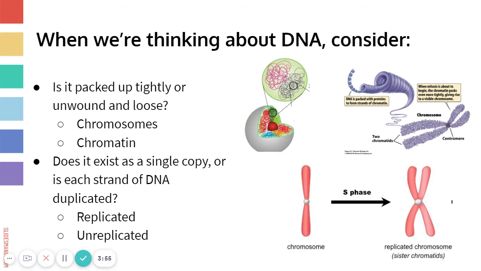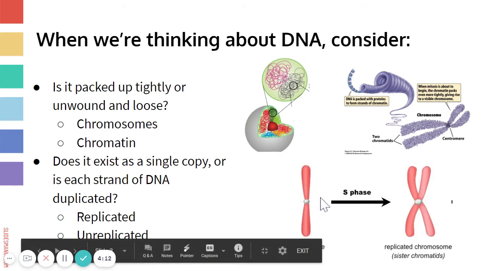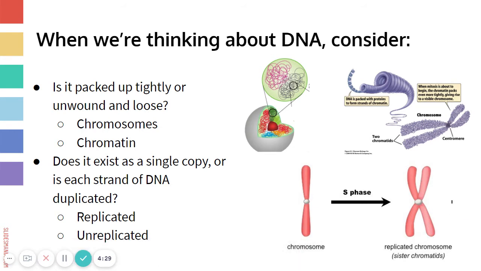And then the second question I want you to ask is: is the DNA a single copy, or is each strand of DNA replicated or duplicated? This is the other big difference for how DNA can look. In some parts of a cell's life cycle, it exists as just a single piece. This is one molecule of DNA, and each part along this molecule is unique. There are no parts of it that are copied or duplicated. But at certain stages of a cell's life cycle, the DNA gets copied so that we have two exactly identical copies of the same information.